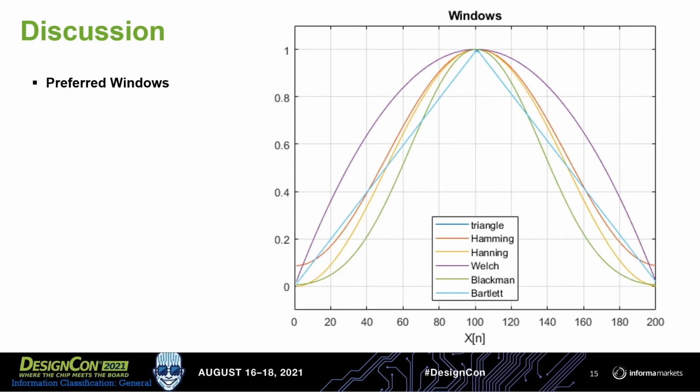So if anyone would like to share what windows they like to use when they're plotting in HFSS, or maybe any of Keysight's tools, that would be a great time to bring it up now.